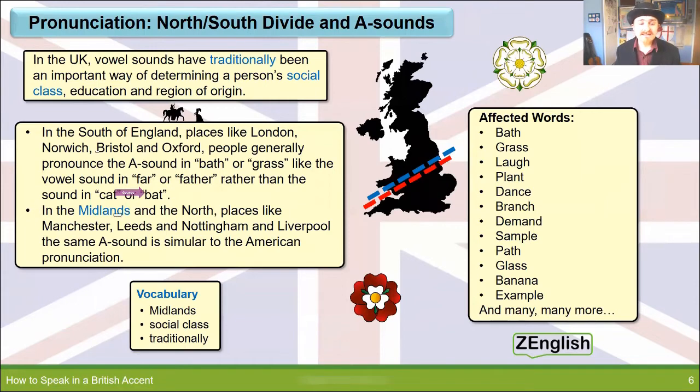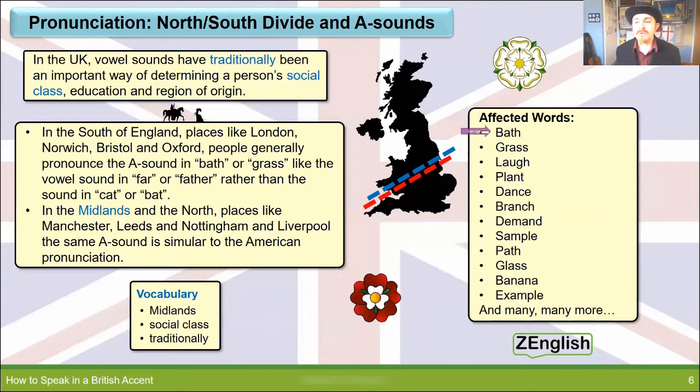In the Midlands and the north of England, places like Manchester, Leeds, Nottingham, and Liverpool, the same A sound is more similar to American pronunciation. I'll give you a few examples. I'll start in the south, and then I'll go to the north.